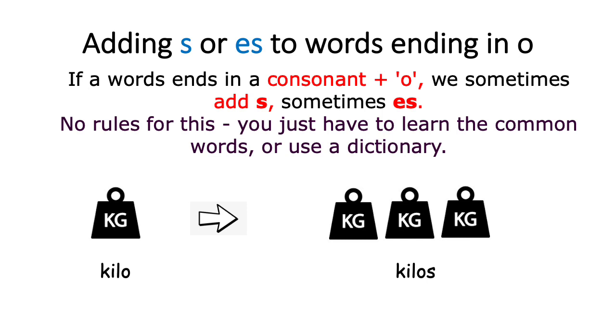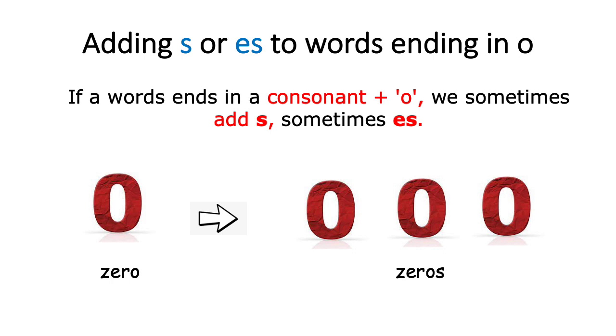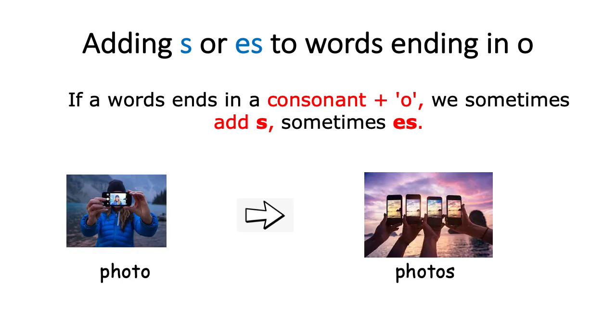So for example, kilo ends in a consonant, L, and then an O, and we just add an S to make it plural, kilos. The word piano ends in a consonant with an O, and we just add an S to make it plural, pianos. Zero, useful maths word, we just add an S, zeros. Photo, same thing, just add an S.